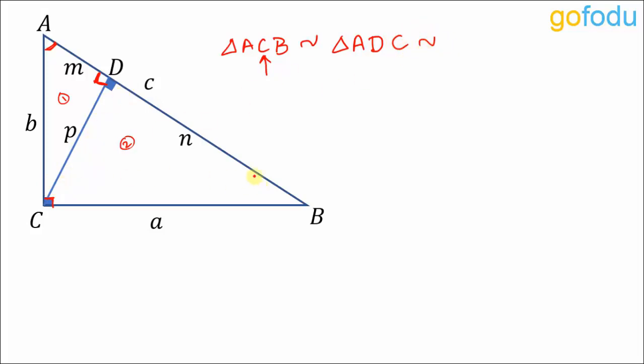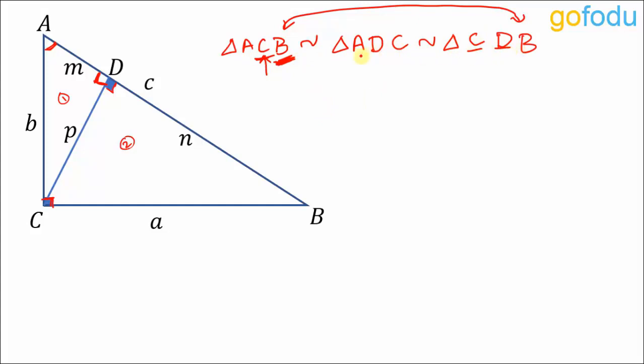Which will be similar to, now take this smaller triangle. In this bigger triangle ACB, we have B, which is common in this smaller triangle as well. So we'll write vertex B corresponding to vertex B. And then in bigger triangle, we had C at 90 degree. In this smaller triangle, we have angle D at 90 degree. So corresponding to C, we will write D, and then remaining vertex C will be here. So triangle ACB is similar to ADC is similar to CDB.